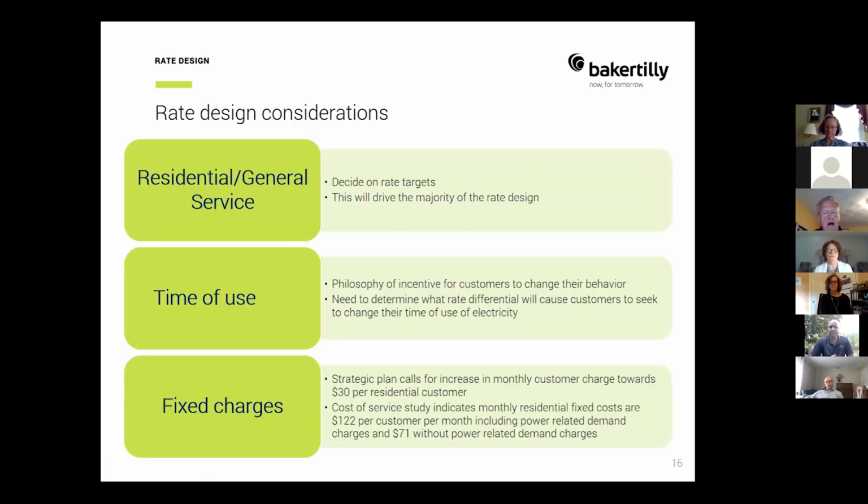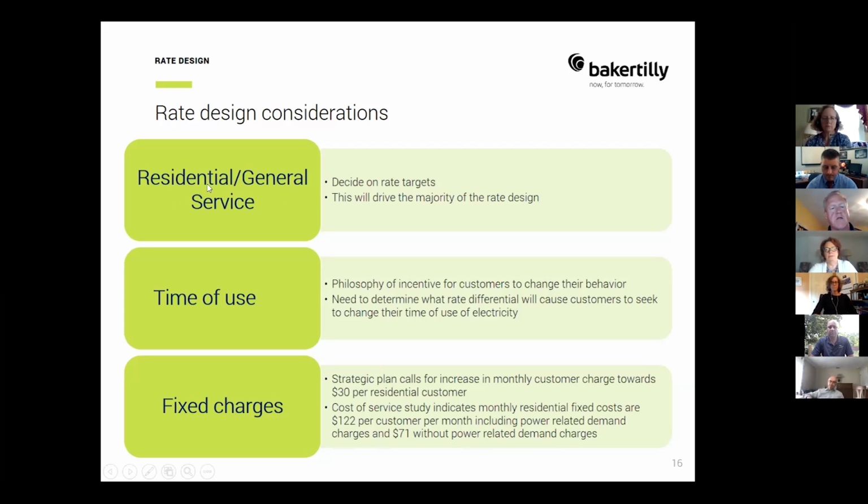So to highlight some specific areas here, in the rate design consideration, your revenues are driven mainly by the residential and general service classes. Again, every class is equally as important. You have different strategies for each rate class and things like that, but the majority of your rate design is going to be driven by what you decide with the residential and general service.